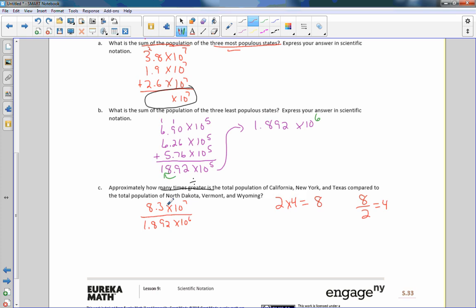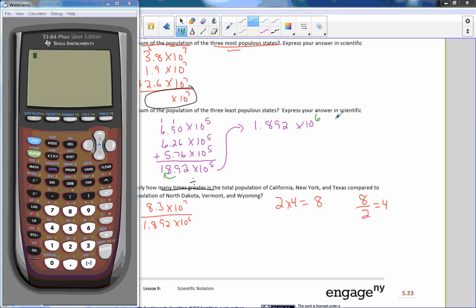How many times greater is one than the other? Then we're going to divide to find our answer. I will use my calculator for this number. Okay, so here's my calculator, and I'm going to take 8.3. Let's try a point instead of a 2. 8.3. And we're going to divide it by 1.892.